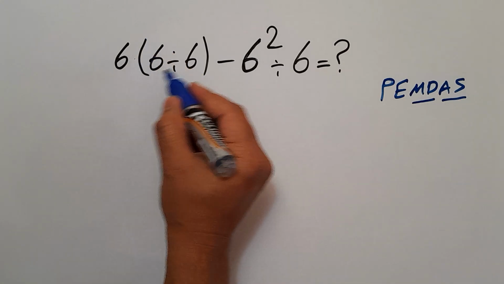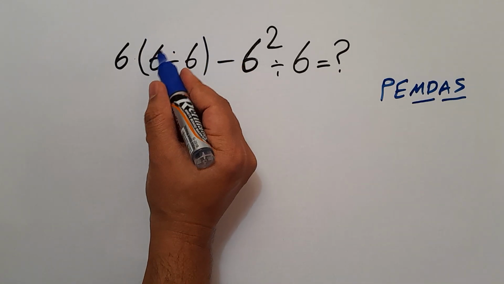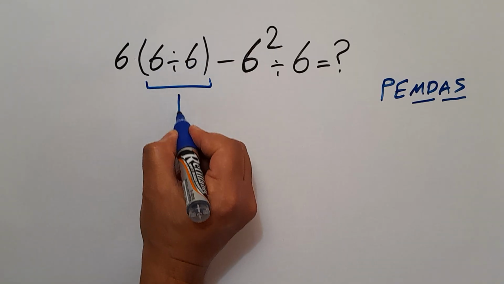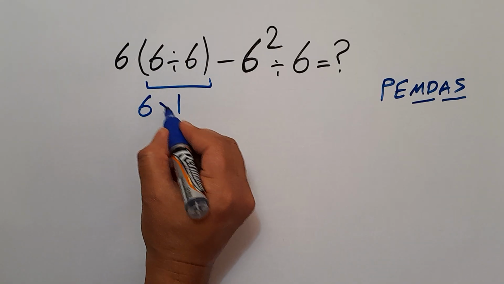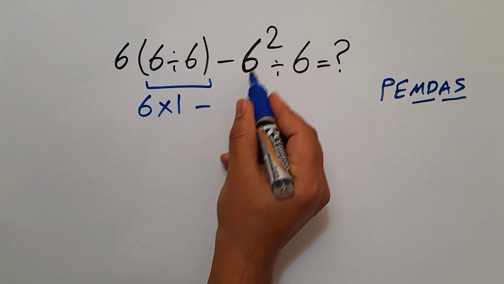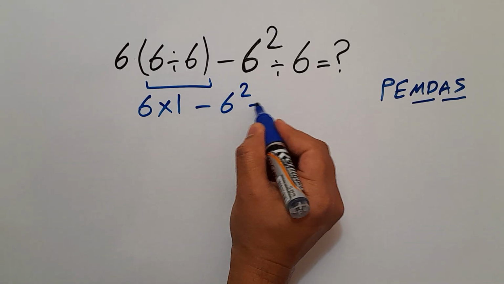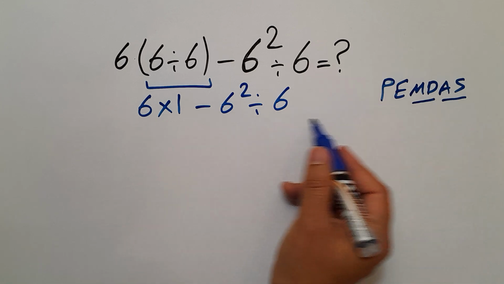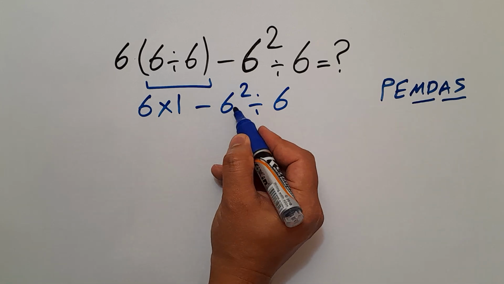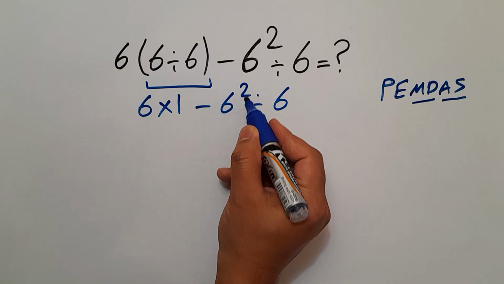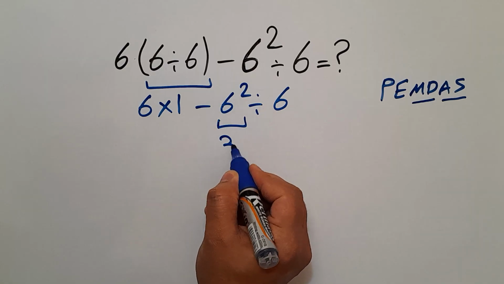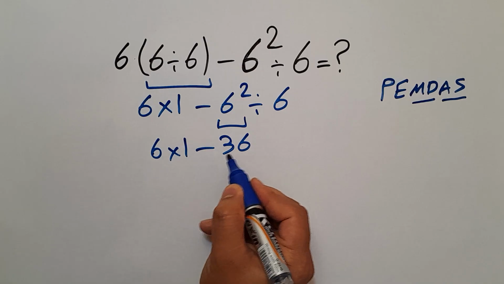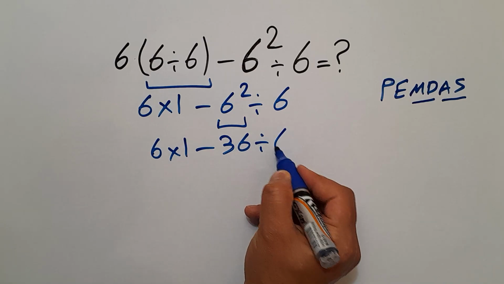So here first we do this parentheses, and inside this parentheses we have 6 divided by 6, which equals 1. So we have 6 times 1 minus 6 squared divided by 6. Now according to PEMDAS, we have to handle this exponent. 6 squared gives us 36. So 6 times 1 minus 36 divided by 6.